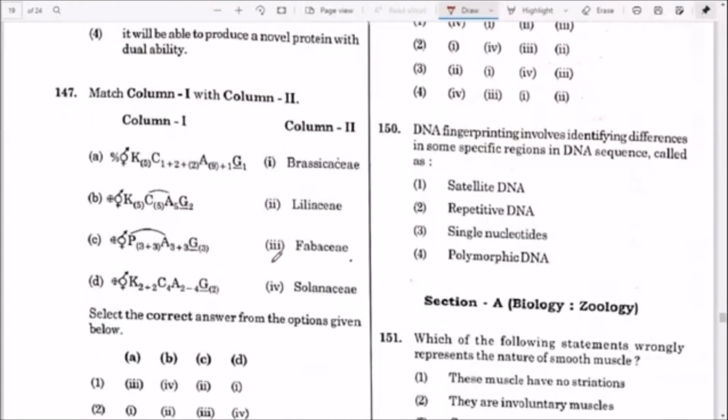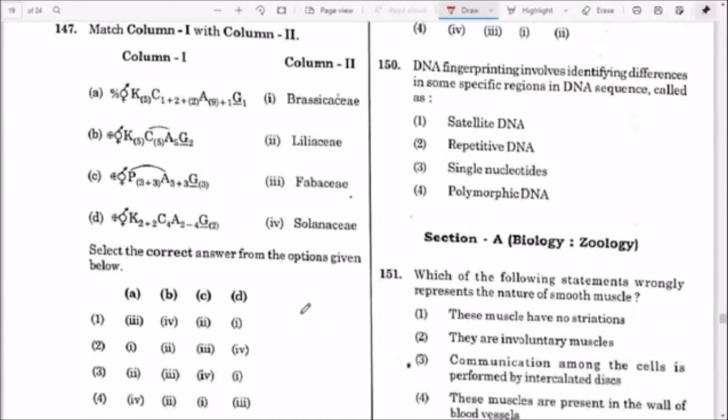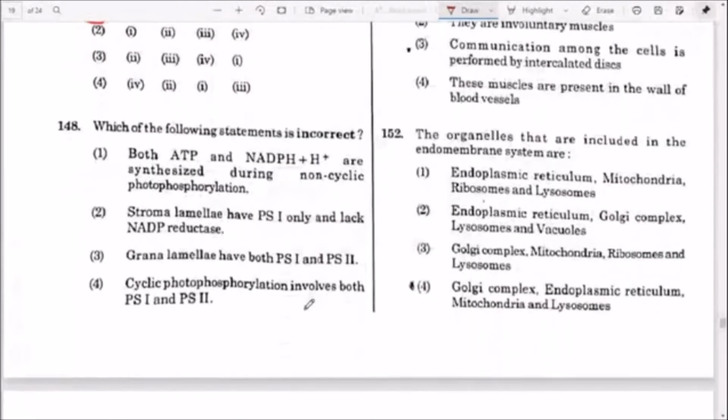Column 1: Brassicaceae, Liliaceae, floral formula, and Fabaceae and Solanaceae. Select the correct answers from the options given below. It is option 1, where A is 3 Fabaceae, B is 4 Solanaceae, C is 2 Liliaceae, and D is Brassicaceae. Next, question number 148.